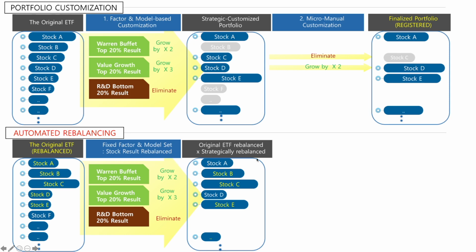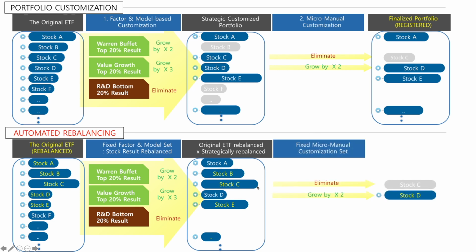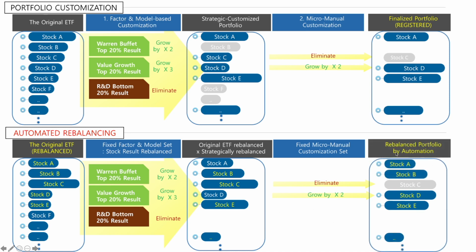portfolio here automatically. And in terms of micro manual customization, we bring the same set here, so it'll work on the same logic, like eliminate this stock C and grow this stock D by double. And this rebalanced portfolio by automation is different from the original finalized portfolio registered initially. And this is how automated rebalancing from Doomoolmori's direct indexing service is possible. Thank you for watching.